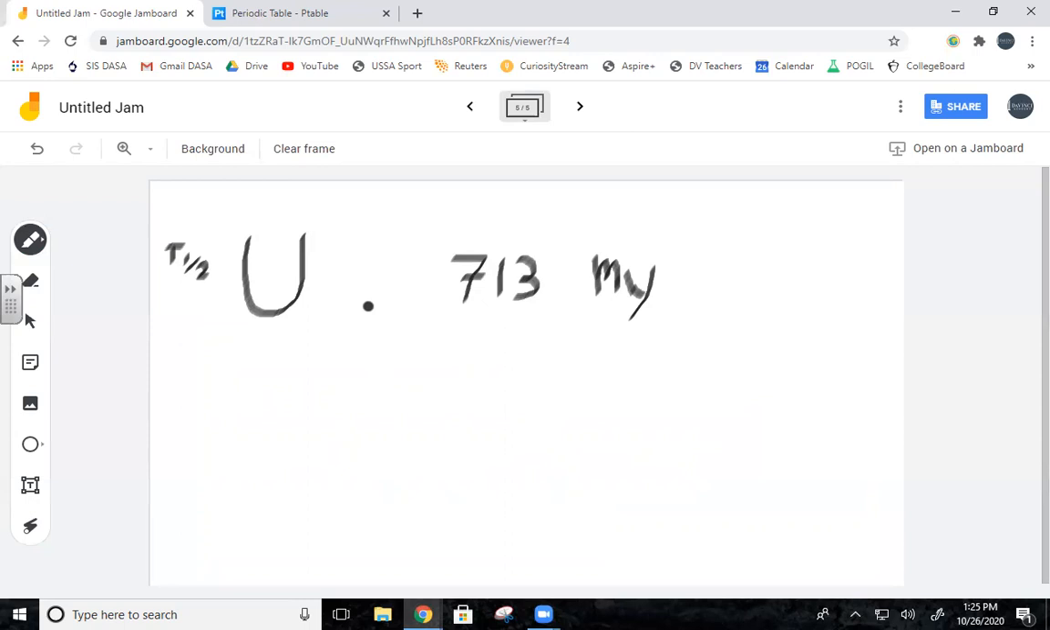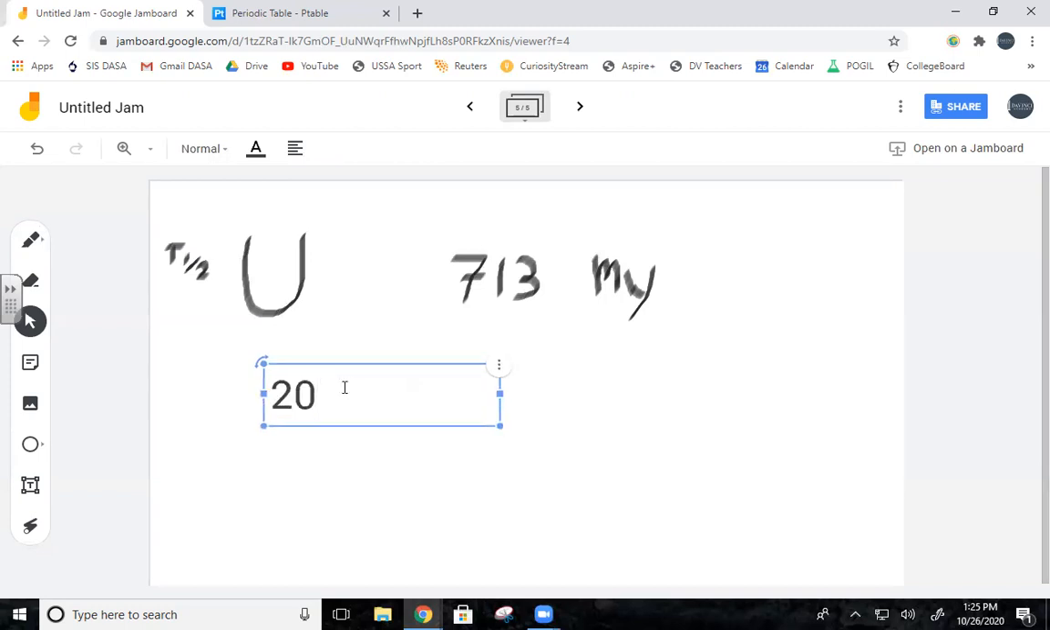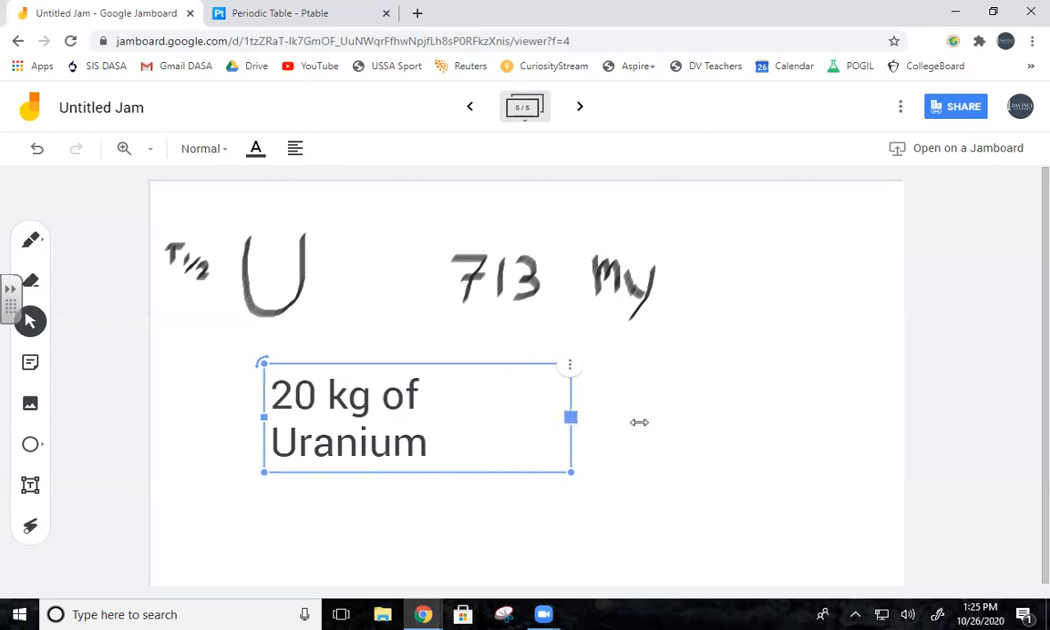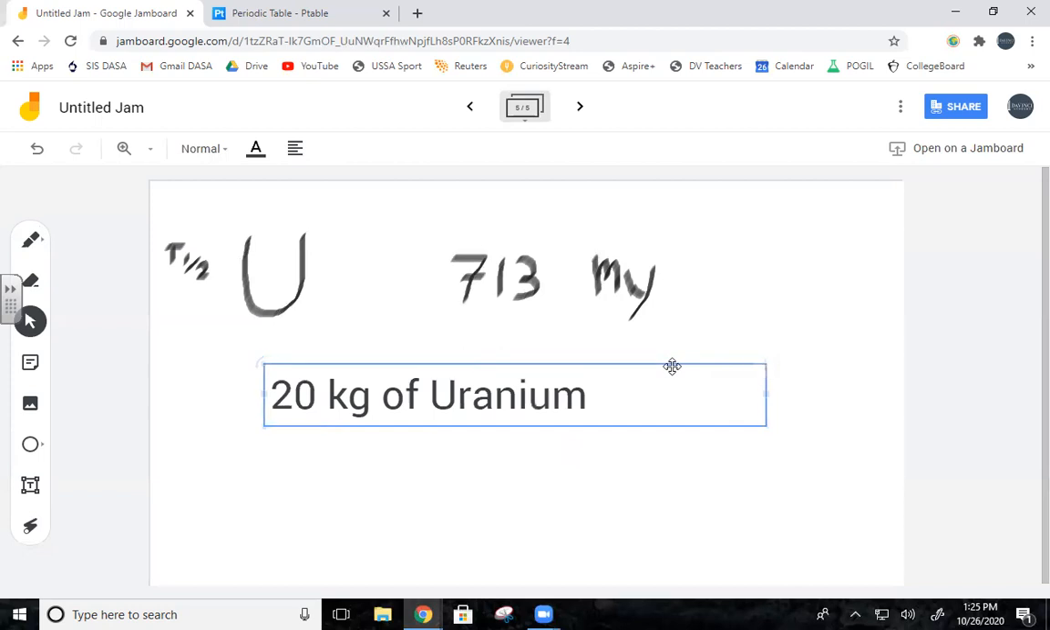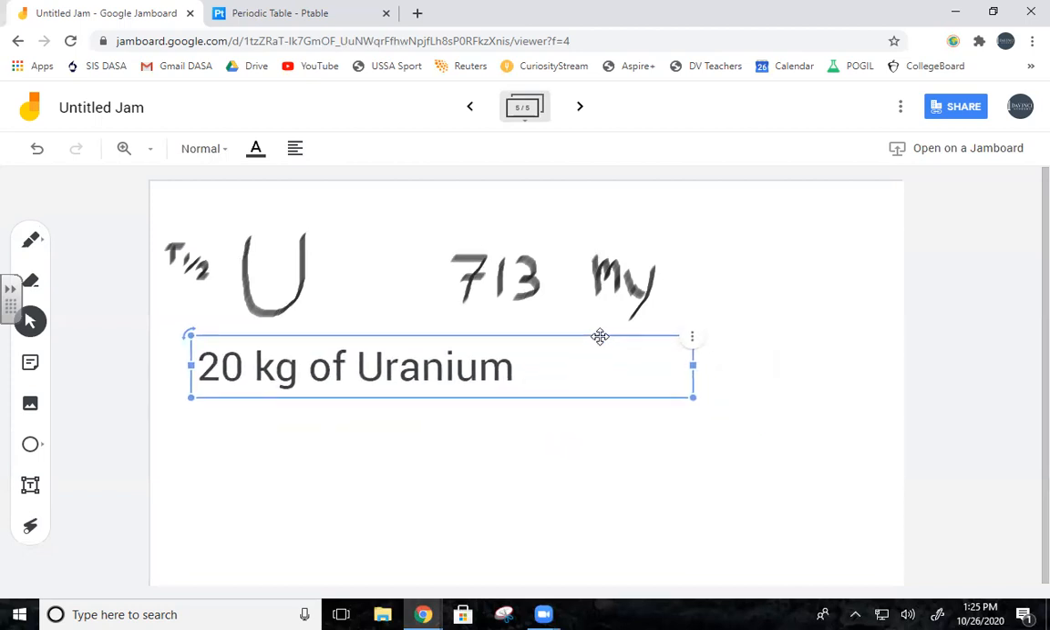So what that means is, let's say that I have, let's just go with 20 kilograms of uranium, which I promise you I don't want you to be turning me into the international police. What? In Moab? Yeah, you can find uranium in different places.